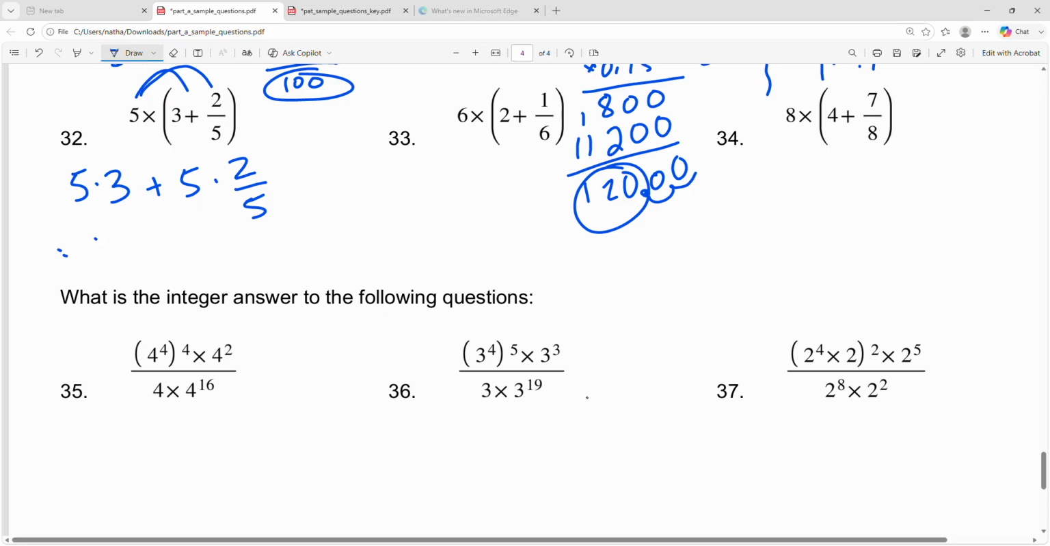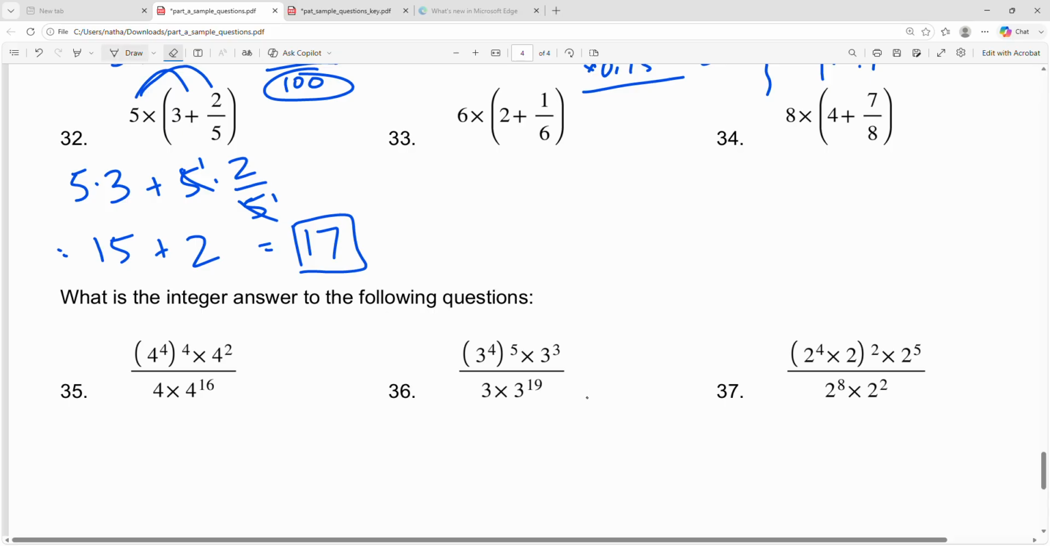And then 5 times 3 is 15. And here at 5, we can divide by 5, right? And we get a 1, so we get 2/1, or simply just 2. We cancel those 5s out. 15 plus 2 is 17, and we're done. I'm going to have to erase some of this here.